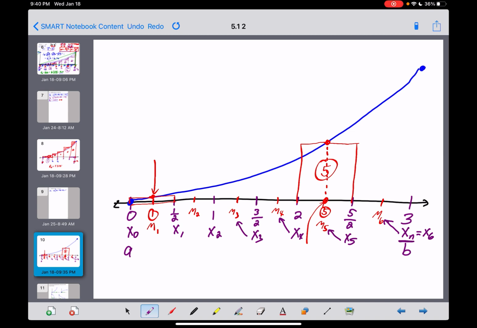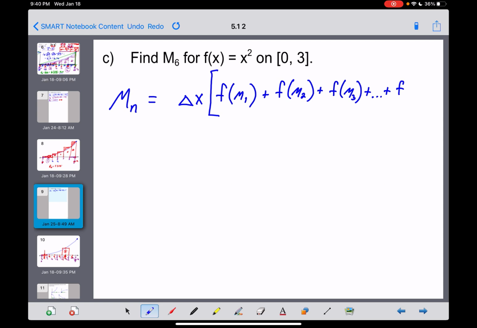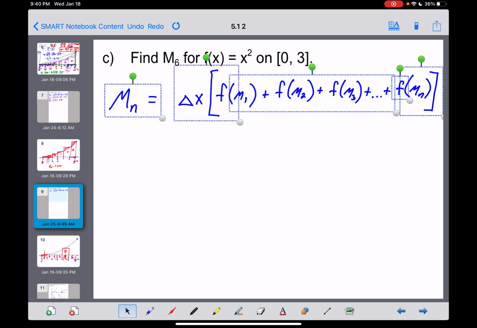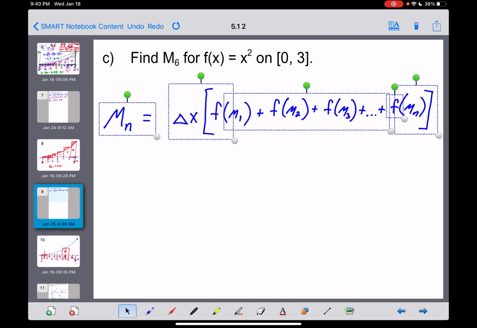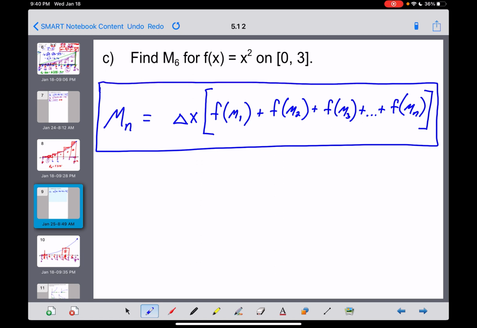But in a general sense, that last spot right there is x sub n, and this midpoint is going to be M sub n. So that's what's got to go here. You end this thing at f of M sub n, and that n value is going to change on every problem that you do here. So I don't want you to get married to the idea that n has to be 6. So I'm going to box that formula up right there, guys. That's how you would do a midpoint approximation.